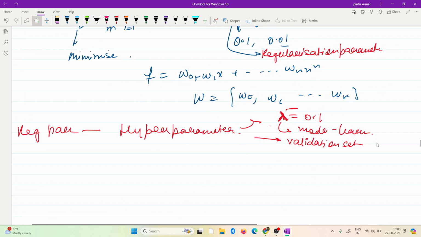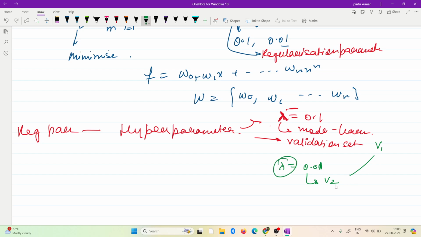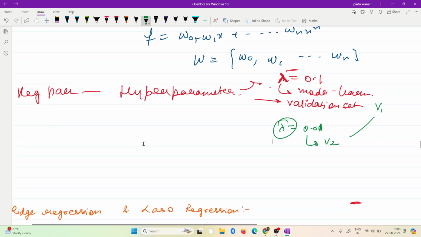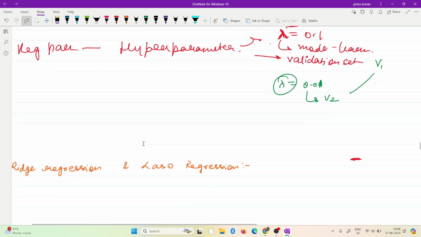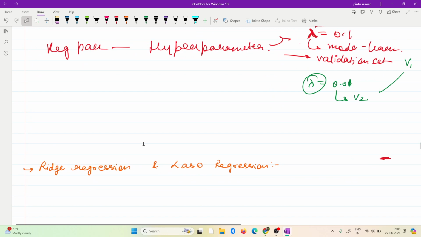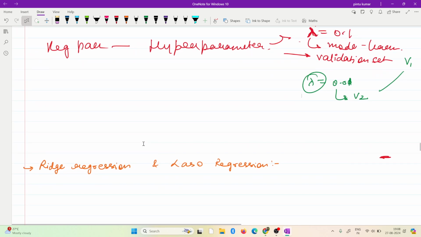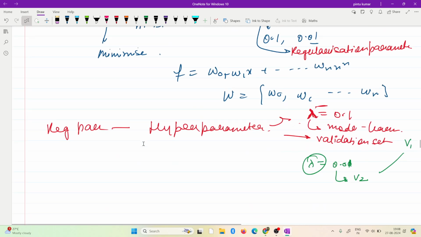Let's say you got your validation error to be v1 when you took lambda to be 0.1. Then you again took lambda, let's say 0.01, and you got some validation error v2. You will compare all these v1 and v2, and you will choose the lambda which gives you the lowest validation error. This is how you do hyperparameter tuning. There are more methods, like k-fold and those kinds of things, that will be better discussed when you do a machine learning course. So this is what there was about regularization.